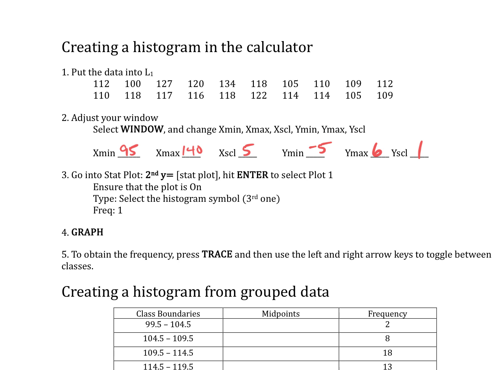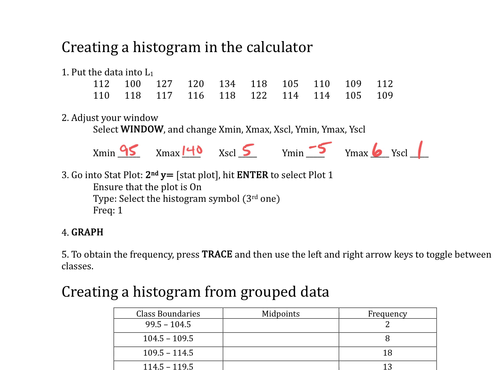Your X list is going to be L1, should be automatically preset to that. And then frequency is 1, doesn't matter about the color. And then you should hit graph. And you're going to be able to see what that histogram looks like. All right, so any questions on that?